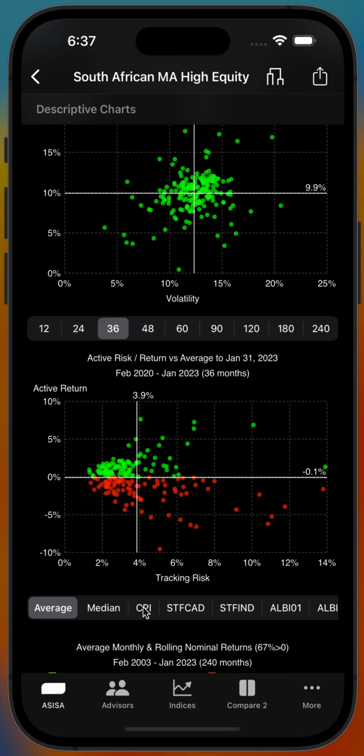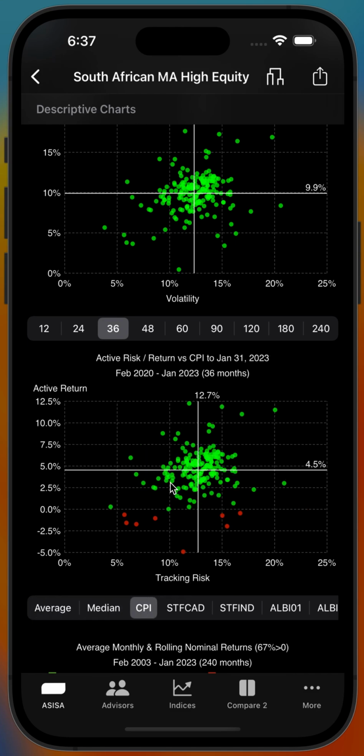If you had chosen some other benchmark like CPI, the active return would be the outperformance of CPI. Okay, and you can see a whole bunch of benchmarks that you can use here. These two relate to the category average and median, and these other ones are indices. And there's an ability to scroll all the way to the right and see many different ones that you could compare this to.